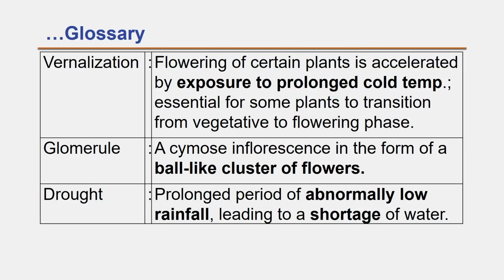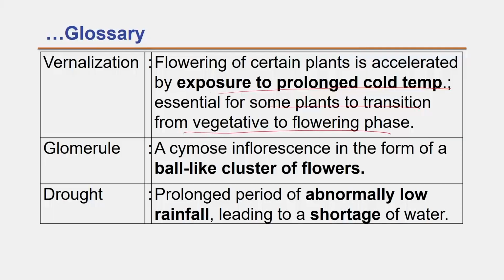Vernalization: flowering of certain plants is accelerated by exposure to prolonged cold temperature, essential for some plants to transition from the vegetative to the flowering phase. A certain period of coldness is required by certain plants to induce flowering, and that process is called vernalization. Glomerule is a cymose inflorescence in the form of a ball-like cluster of flowers. Drought is a prolonged period of abnormally low rainfall leading to shortage of water.